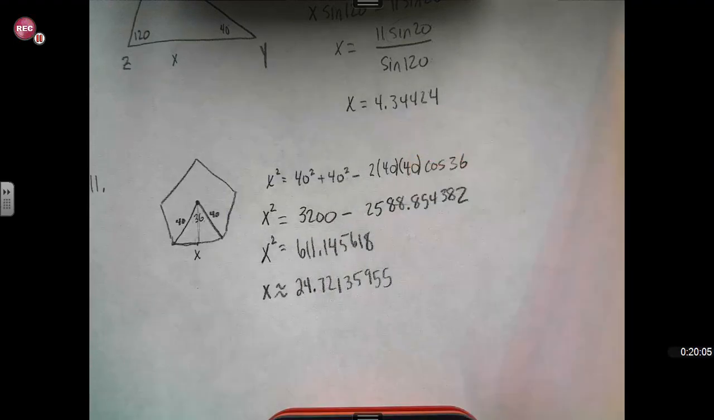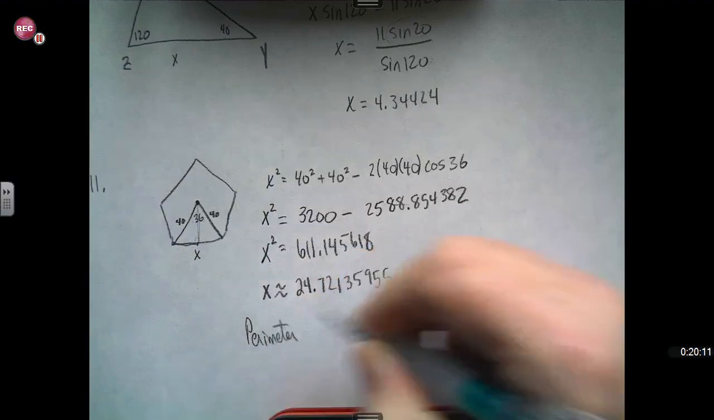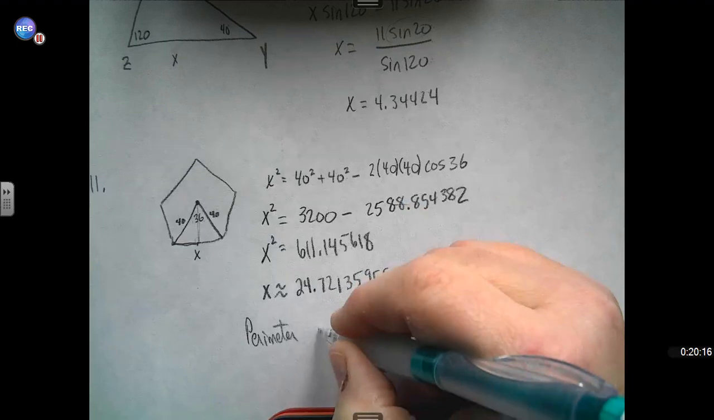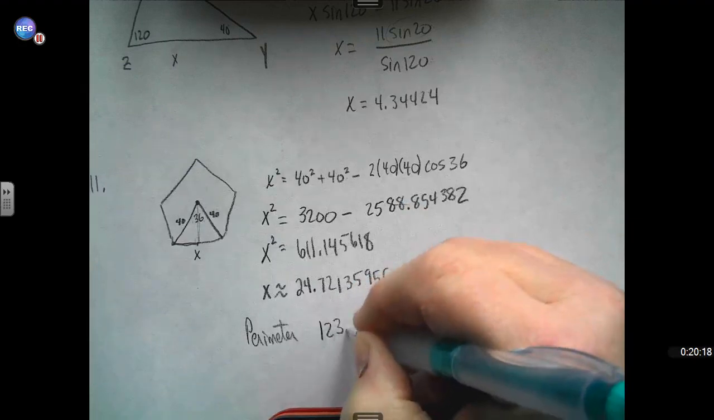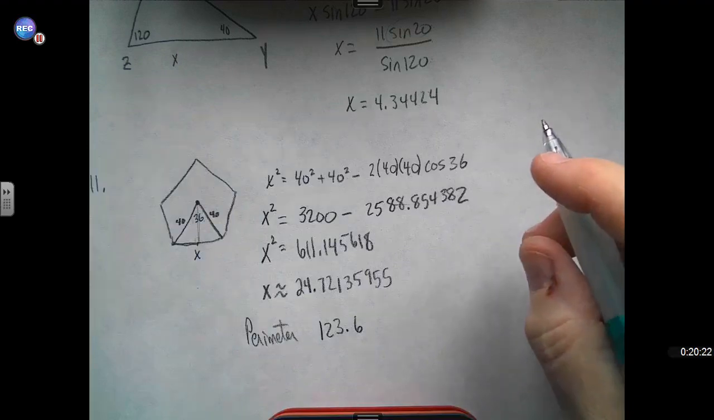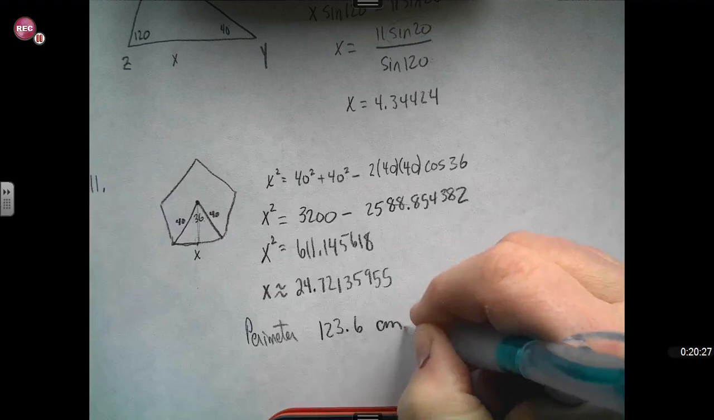And then I multiply that times 5. And so the perimeter, and I believe we're supposed to round to the nearest tenth still in the directions, the perimeter is 123.6. And they did not give me units. Yes, they did. Centimeters. There we go.